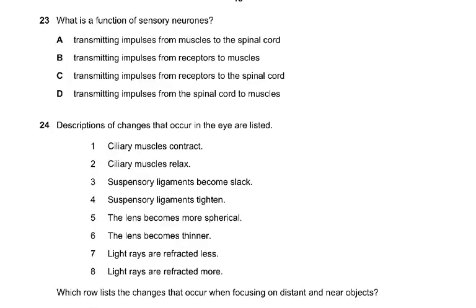Question number 23. What is a function of sensory neurons? Sensory neuron carries impulses from receptors to, so you'd only have option B or C. Now, option B, transmitting impulses from receptors to muscles. Sensory neuron can transmit impulses from receptors to muscles or glands. So, C is more correct, transmitting impulses from receptors to the spinal cord. So, 23, the answer is C. Then 24.